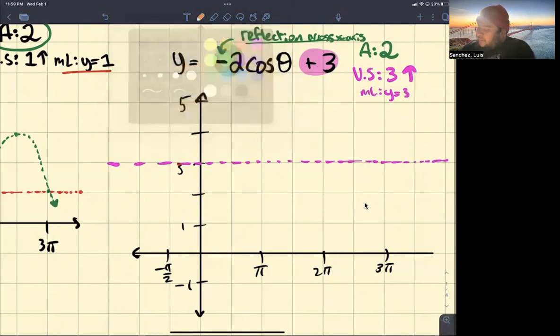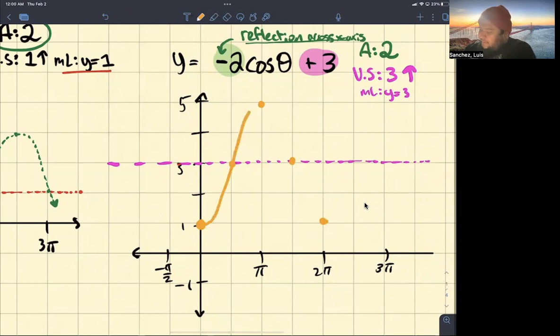Now, normally cosine would start up 1 above our midline, but because our amplitude is 2, we would start up 2. But because we have a negative, instead of going up 2, we're gonna actually start down 2. So I'm gonna start down here. And then we're gonna head towards 0. And then you're gonna go up to positive up 2. So then down 2. And then down 2. And so this completes our first cycle. Our first period. Okay. That's our period. And then you just continue this graph forever and ever.